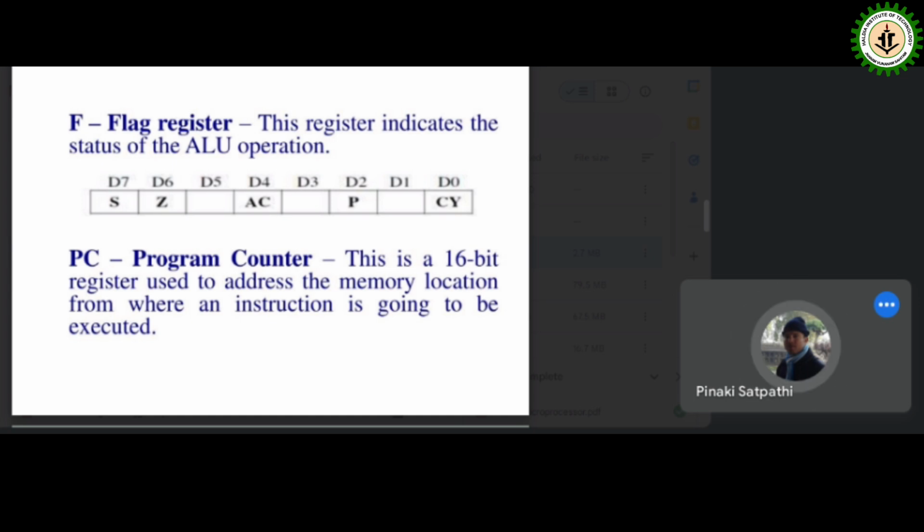Next one is the carry flag. What is the carry flag? This flag is set if there is an overflow from the MSB after the execution of an arithmetic operation.